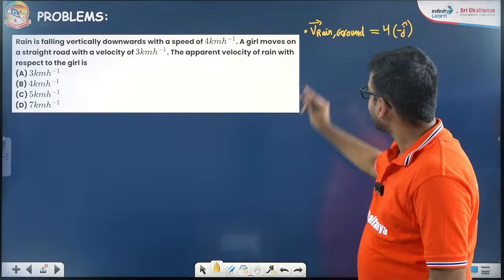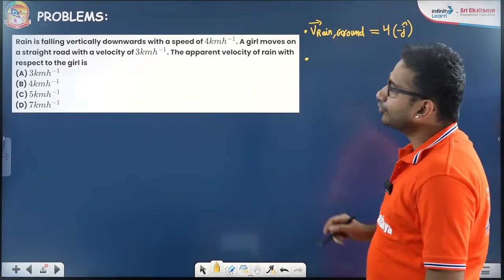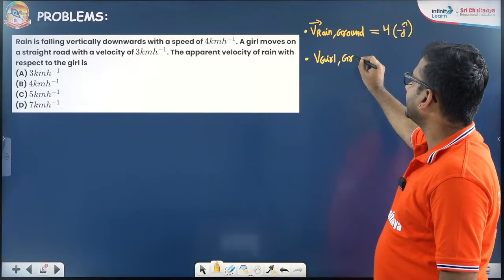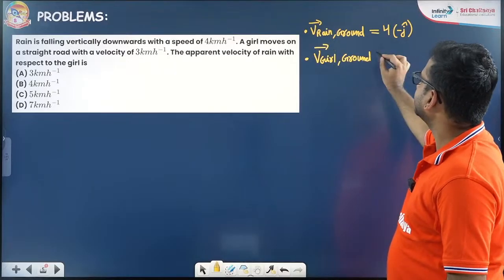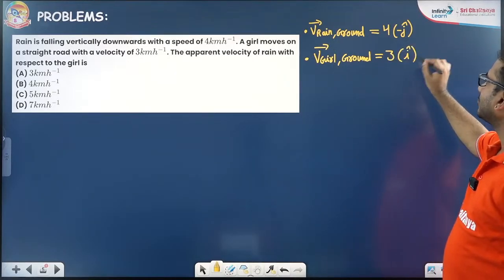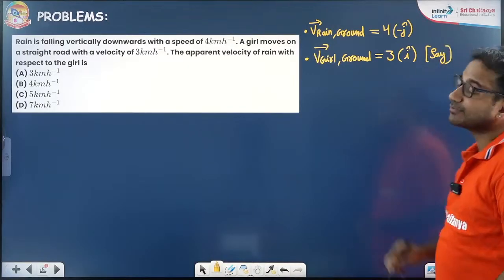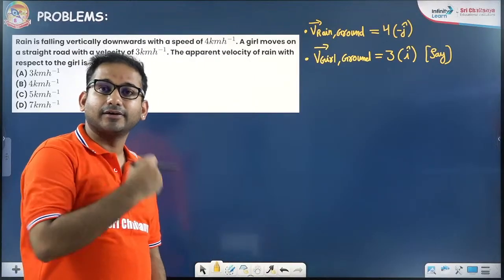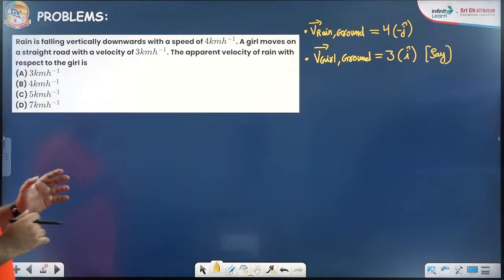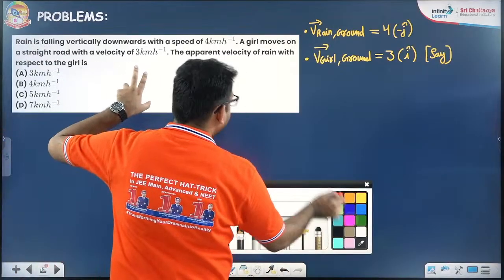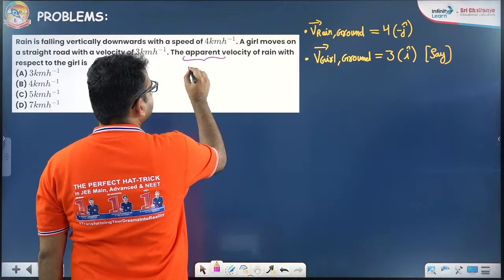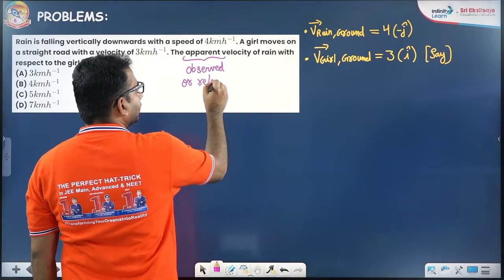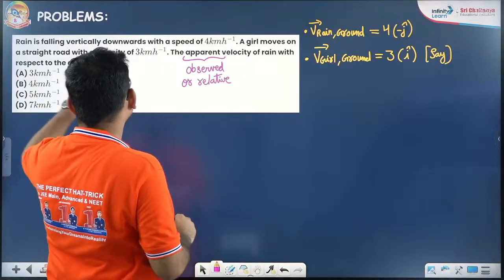And then they are saying a girl moves on a straight road with a velocity of 3 km per hour. So velocity of girl on the ground is 3 km per hour in i cap. Suppose they didn't say where the girl is moving. So I have taken it that let us say she's moving in the i cap, means towards east. The apparent velocity. What do you mean by apparent velocity? Apparent means observed or relative here.